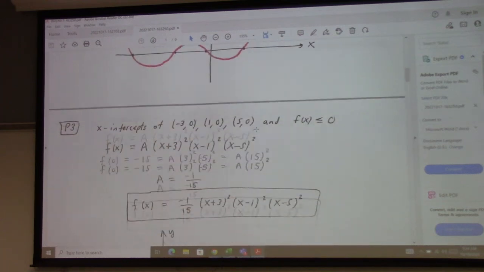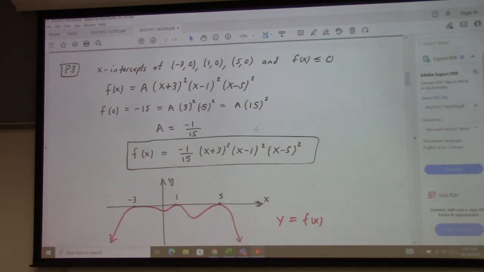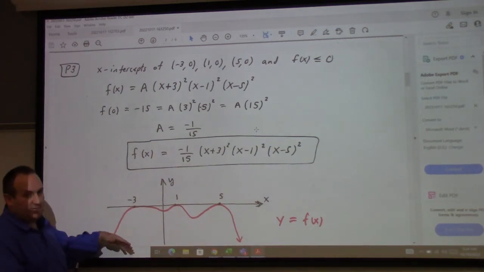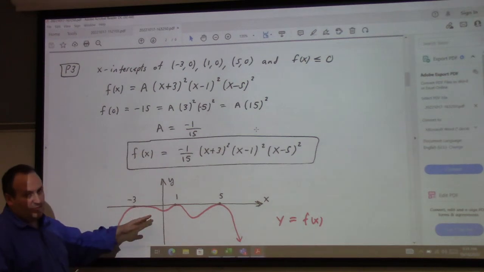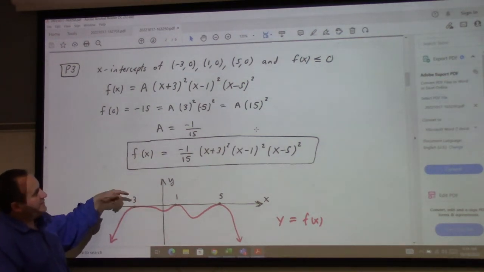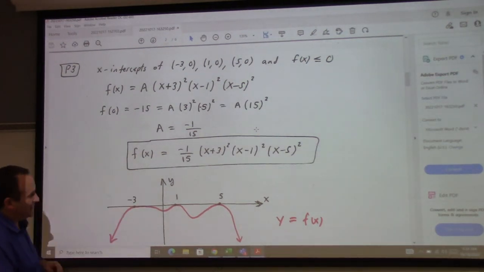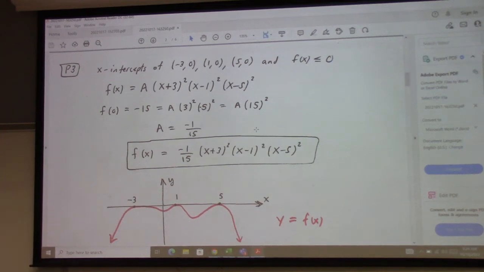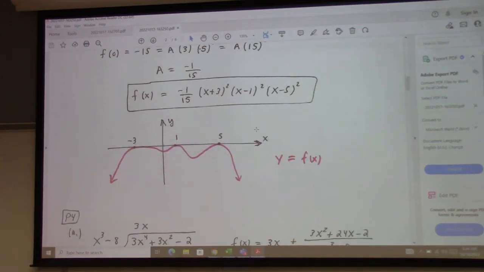All right, moving on. Problem 3, you had x-intercepts of -3, 1, and 5, and you're told that it stays negative. That forces you to make each one of them a bounce, and then when you work out the algebra, the leading coefficient ends up being -1/15. So there's that one. That was, I think, one of the harder problems.